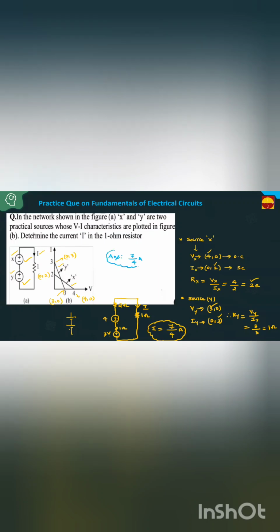Clear, students? From the given IV characteristics, for source X, what is the voltage, what is the current? For source Y, what is the voltage, what is the current? Once you know the voltage and current, what is the resistance offered by source X? 2 ohms. Resistance offered by source Y is 1 ohm. These are the internal resistances of the sources. You have to find the current through the 1 ohm resistance. Then I equals 3 plus 4, 7, over 1 ohm, 2 ohm, 3 ohm, 3 ohm plus 1 ohm, 4 ohm. This is equal to 7 by 4 amperes. Clear? Okay. Any doubt? Is it okay?